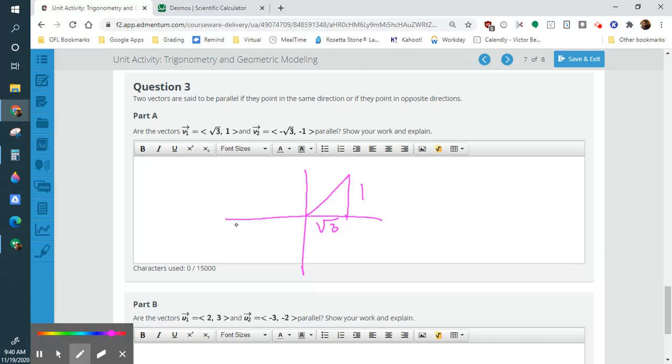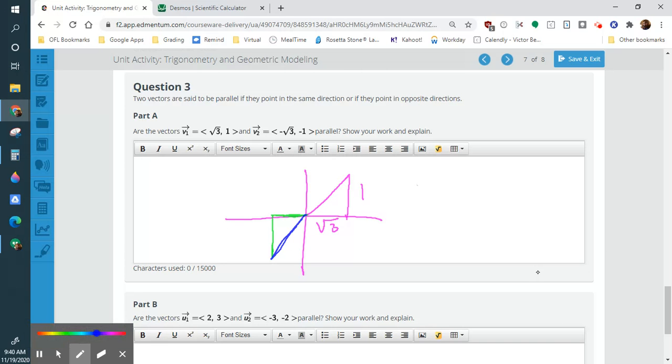So let me do a different color here. Negative square root of 3 and -1. So we need to figure out if these are parallel, so we need to figure out what their angles are. Okay, so to show your work and explain: besides drawing it, two vectors are parallel if they point in the same direction or if they point in opposite directions. So I need to figure out if they're pointing in opposite directions. So they should be 180 from each other.